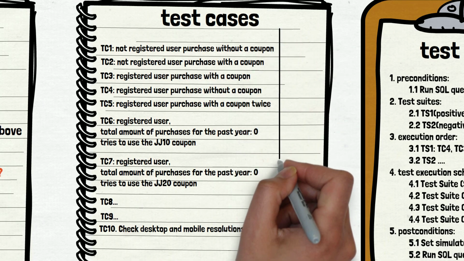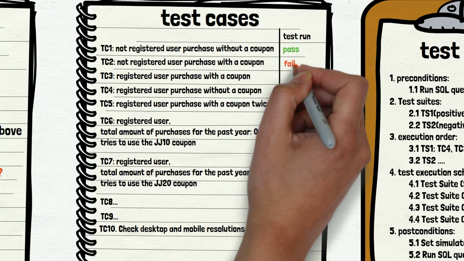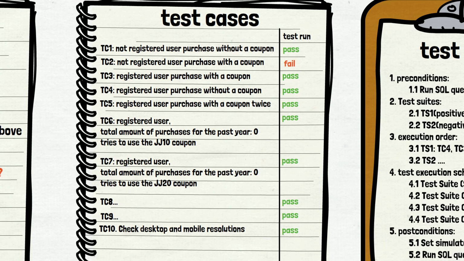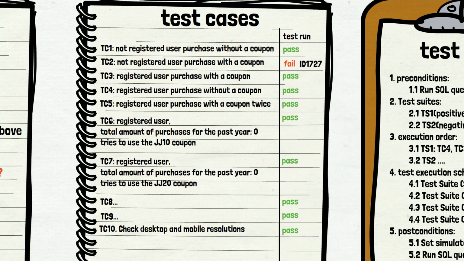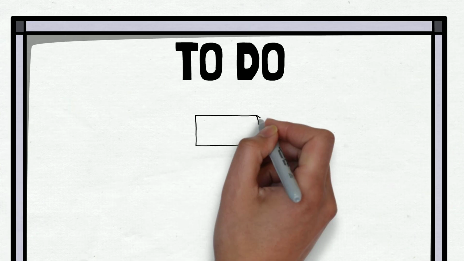We can use the test cases checklist. We run the tests and mark the status of each of them. Some test cases pass and others fail. And for those that fail, we need to log a bug. In our case, only one test case failed. It's time to write a defect report.